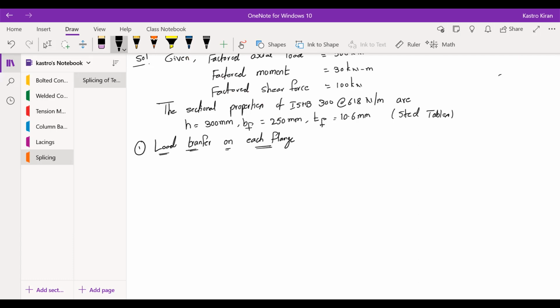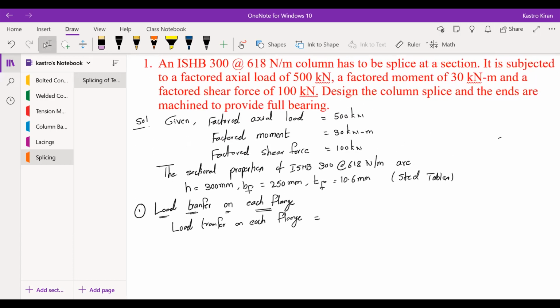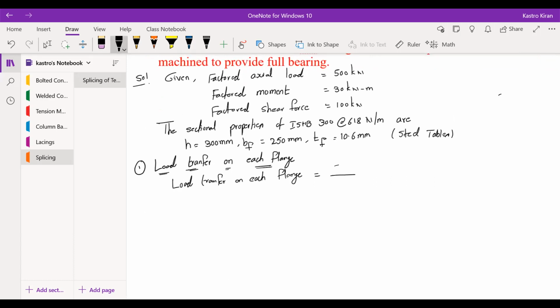So load transfer on each flange equals, what is the load that is getting transferred? It is 500 kilonewtons, so 500 kilonewtons upon 2. Why 2? Because we have two flanges for the I section. One is the top flange and the other one is the bottom flange. So 500 divided by 2 will give you 250 kilonewtons. This is the amount of load transferred on each flange.